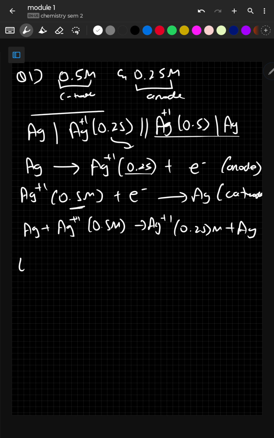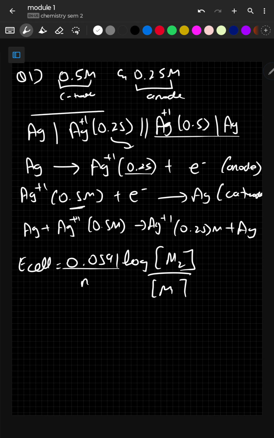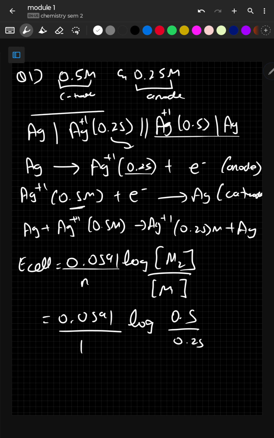So that's going to be E cell equals 0.0591 by n log of M2 by M1. This you have to remember, M2 by M1. So 0.0591 by n. Ag means what? It's going to be 1. Log of M2 by M1, that's going to be 0.5 by 0.25.